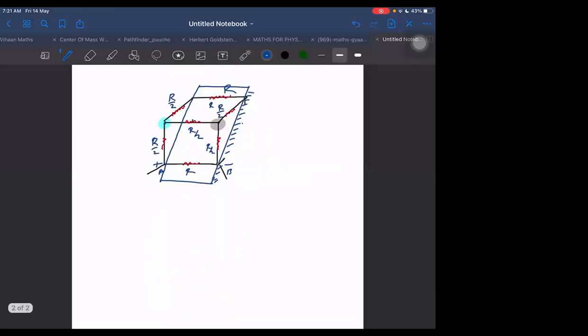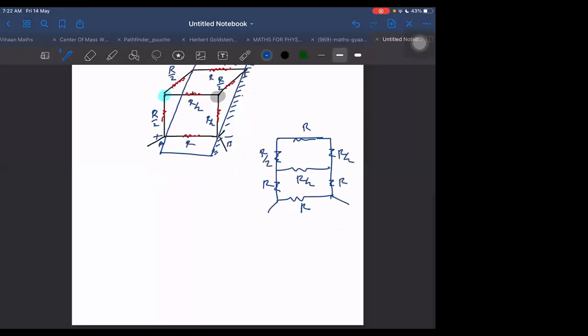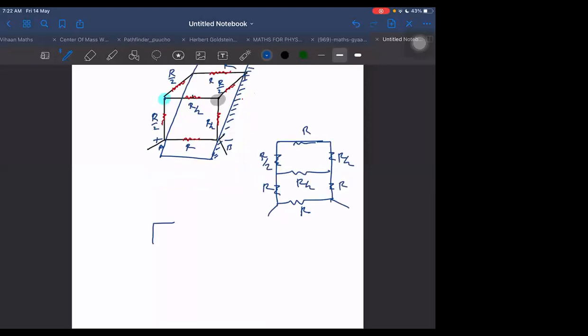I think at least everybody must have done this, right? These upper three are connected in series only. R by 2, R by 2. This is R by 2. This side is R, and this is R. So when the upper three are connected, R by 2 plus R by 2 plus R will become R. This is R, this is R only. The side is R, the side is R by 2.